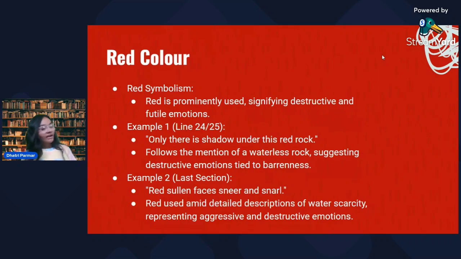Another example of the red color is "red sullen faces sneer and snarl." Red is used amid detailed description of water scarcity, representing aggressive and destructive emotion. So, in archetypal criticism, if we look at the red color, red symbolizes love, but on the other hand, contrarily, it also symbolizes blood. And Eliot uses the connotation of the destructive power of red in that.